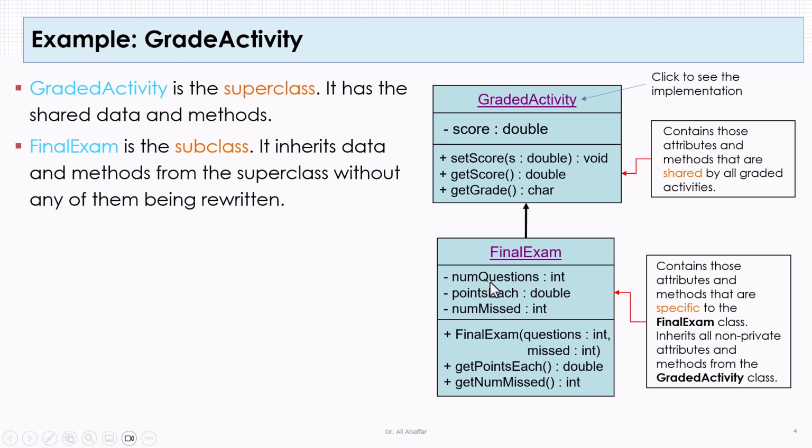As you can see, it has 3 private data members: one for the number of questions as an integer, one for the points for each question as a double, and the last one is the number of missed questions as an integer. In addition to the private data members, it has the constructor for initializing the number of questions and the number of missed questions. It has a getter for points for each question and a getter for the number of missed questions. Now let us see the implementation for the final exam class.